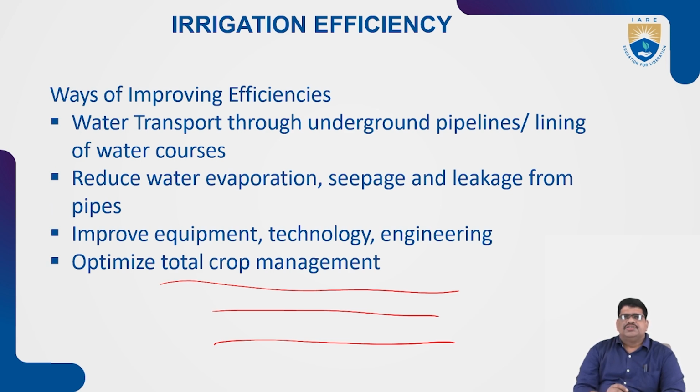Next, reduce the water evaporation, seepage and leakages from the pipe. Very important. The conveying of the water in irrigation has to be without any losses of the water, which is very important from one point to another. Whatever techniques you apply, the water can be utilized at the maximum percentage and the losses can be reduced.